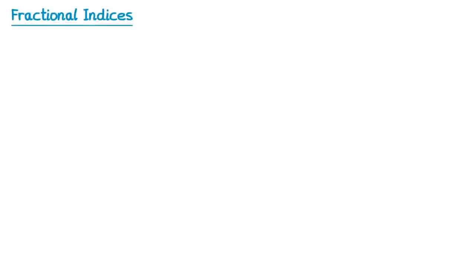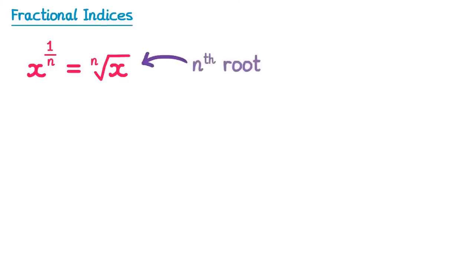Hello and welcome to this video where we're going to learn about fractional indices. We're going to start by looking at when we have indices in the form 1 over n. So we have a 1 on the top and an n on the bottom of the fraction. The rule for this is as follows. We can read the right hand side here as the nth root of x.